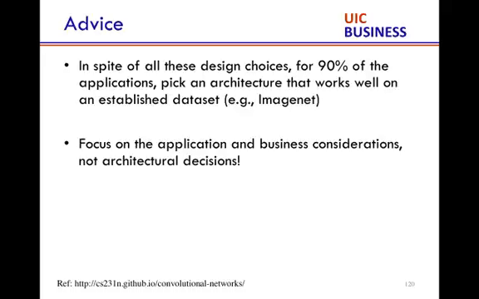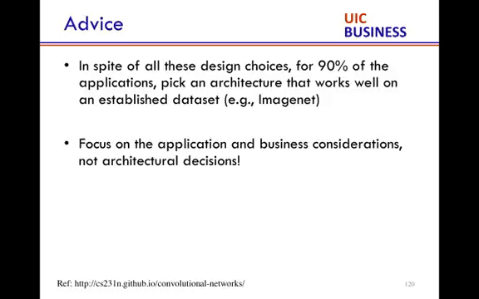One final thing is, in spite of all these design choices, for 90% of the applications, you want to pick an architecture that works well on an established dataset, like ImageNet, right? We know on ImageNet that the classification task is totally solved. An artificial classifier, an algorithm with a bunch of weights, can do better than humans. Even if you make a human sit and classify your input, he will do worse than the classifier. So you want to pick the same architecture as them and maybe specialize to your application.